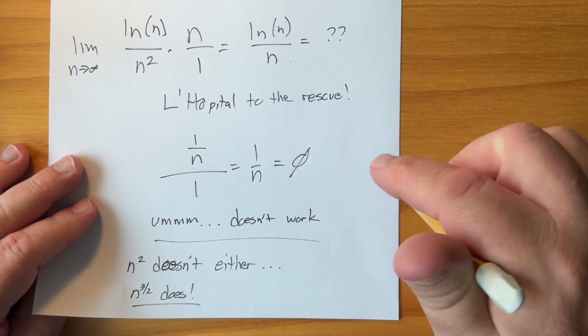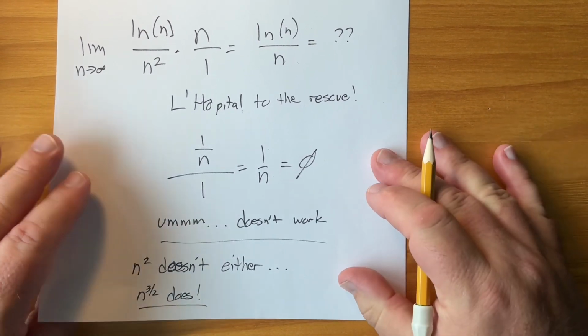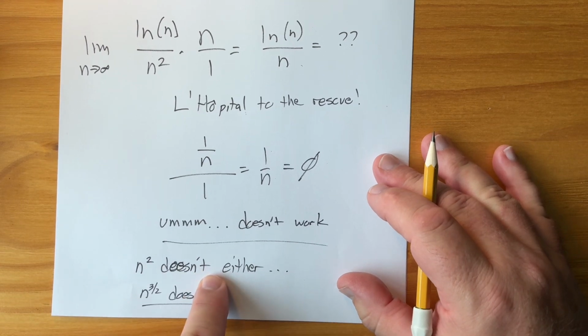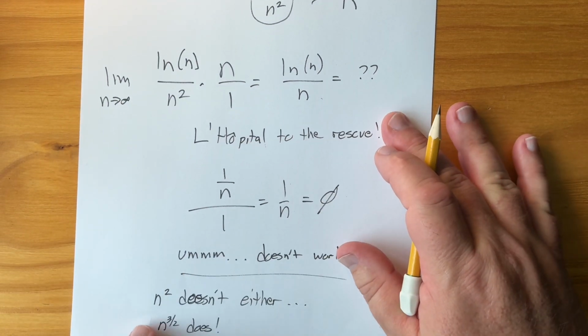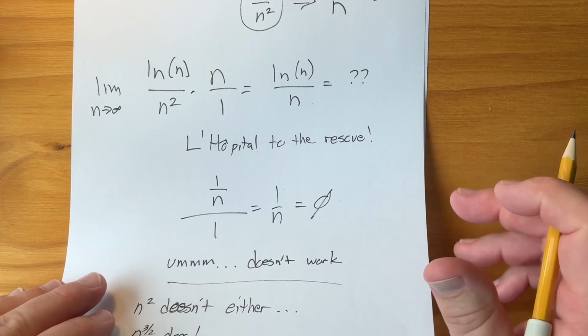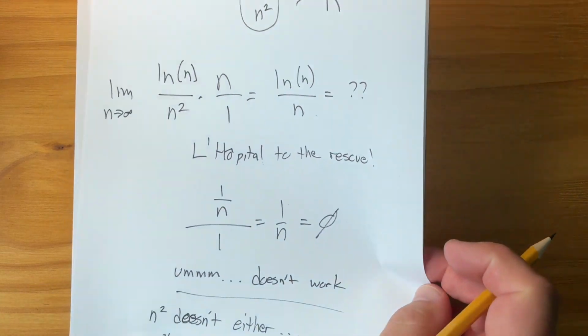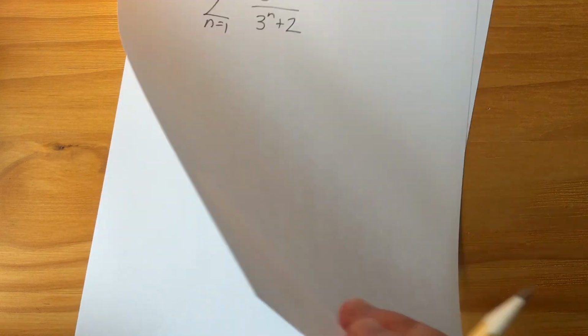Okay, so some of these you have to do multiple times. So I'll let you practice the n squared, try the n squared, try the n to the 3 halves and see what happens on those. I'll let you do that. Let's look at our checkpoint for this, my friends, here.